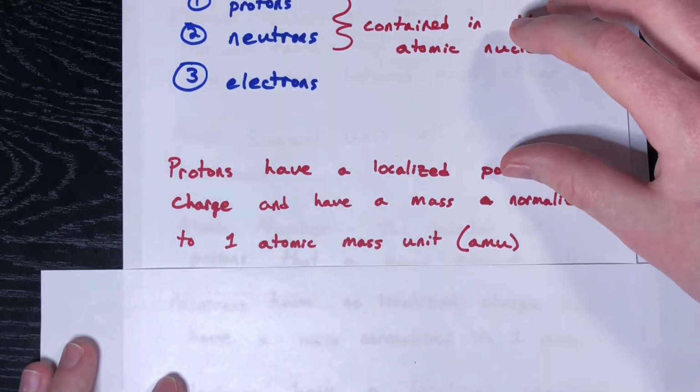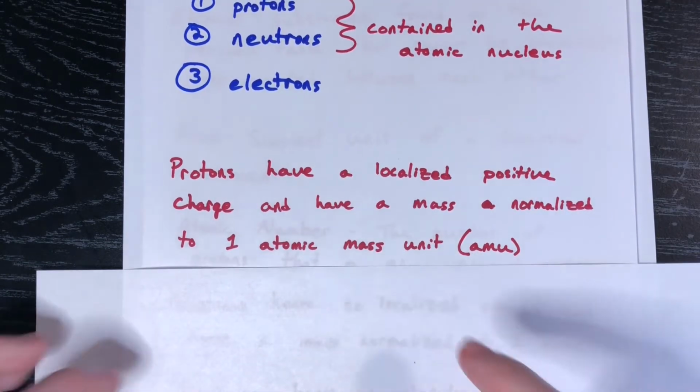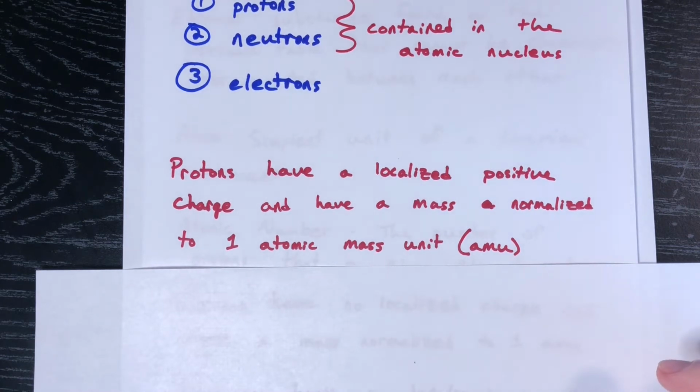Okay, and the next thing to notice is that they have a normalized mass of 1 atomic mass unit. So protons have an actual mass in terms of grams, kilograms, or pounds and ounces if you want to think about it that way, but we don't use that convention because when you think about an atom, you think it's a really, really small thing. So the things that make up an atom are even smaller.